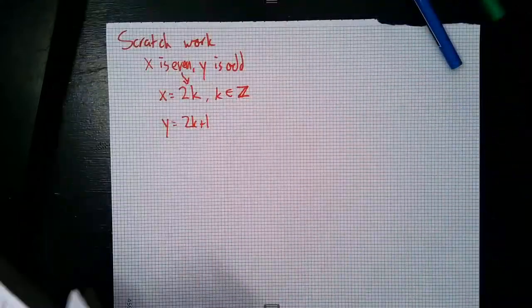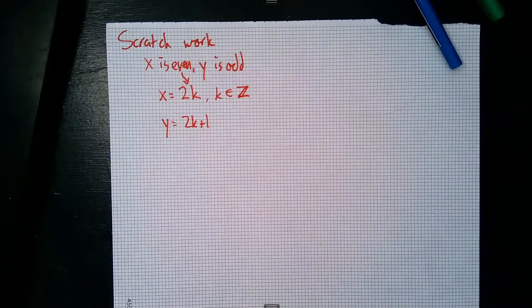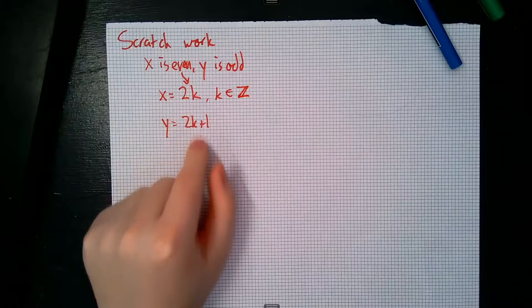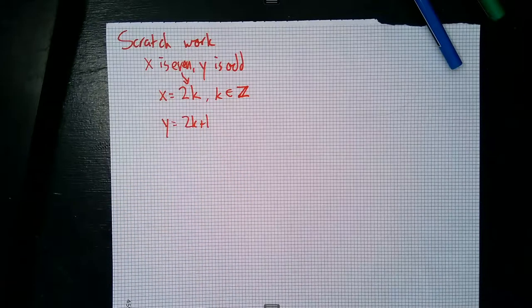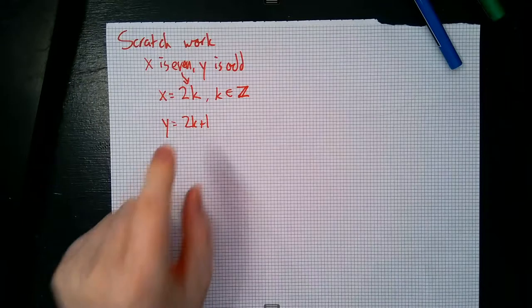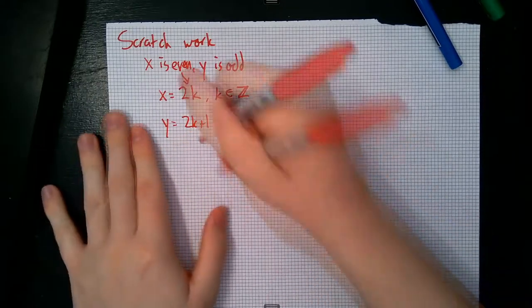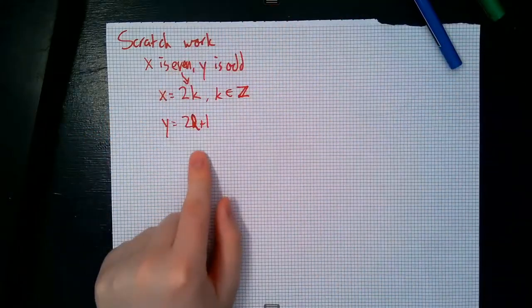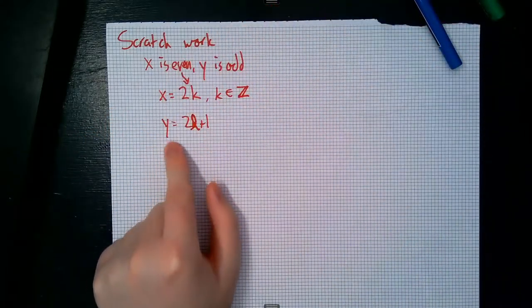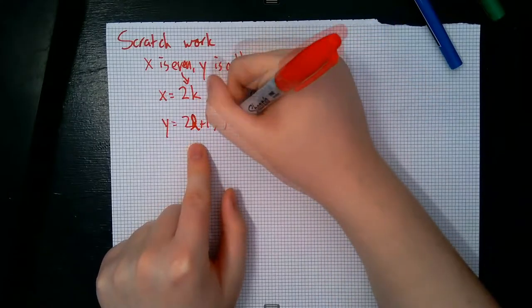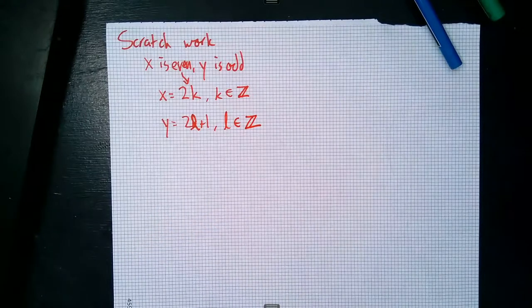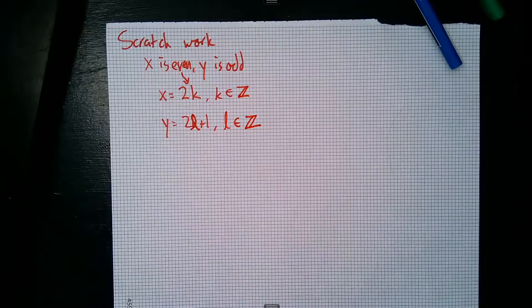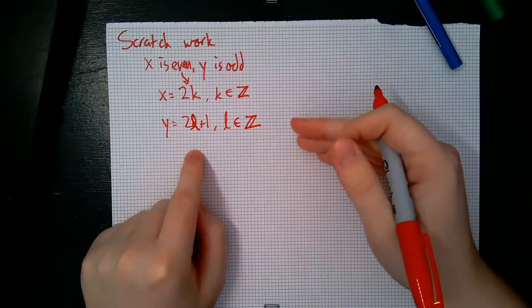So what we have to do is use a different letter. And you can think of it in programming languages as, well, if we try to define k to be something and then k to be something else, then we're overwriting this definition here. So we can't reuse letters like this. We have to use a different letter. So in this case, I'm actually going to say 2 times L plus 1. Y equals 2L plus 1, where L is an integer. Now that I have all this done, I can't really go any further with defining things.